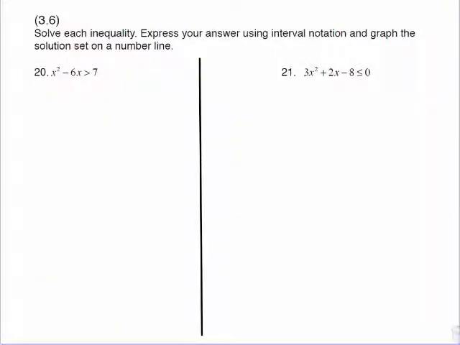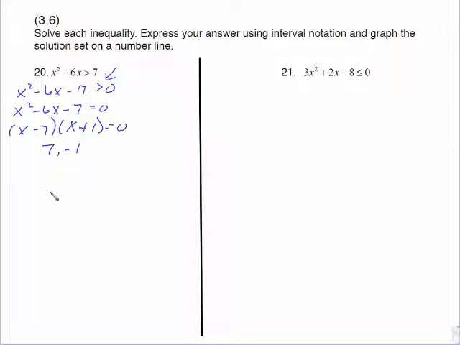Point 6 is asking us to solve these inequalities. These are quadratic inequalities, so there's several steps we have to follow here. First off, we need to set this greater than 0. We want the polynomial over here on the left greater than 0. Factor this as if it were x squared minus 6x minus 7 equals 0. We'll come back to the greater than in a minute. So this factors as x minus 7 times x plus 1 equals 0. And we solve these, we get 7 and negative 1.